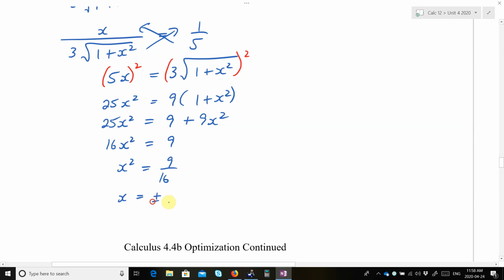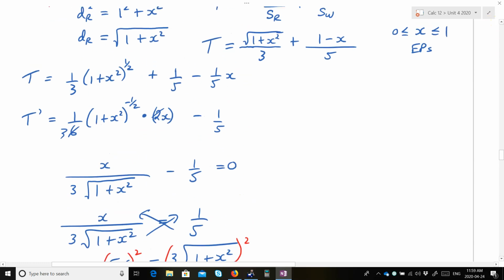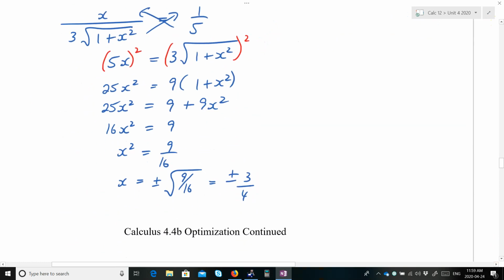So x is equal to plus or minus the square root of 9 over 16, which is plus or minus 3 over 4. And the interval is x has to be between 0 and 1, so we'll reject the negative answer. And we will say x equals 3 over 4. Reject negative 3 over 4 because it's not in the interval.